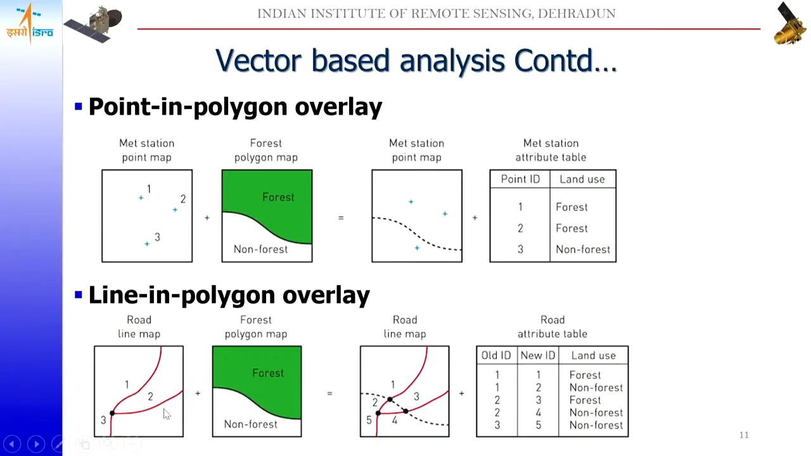In the original line map I have three roads, but in the output you will see that I now have 5 roads, because wherever they intersect, a new segment is computed. Now the attributes of road number 1 are extracted from the earlier road, apart from the land use information, which in this case is forest. So if you look at the new road segment 1, its old ID is 1, and the new ID is automatically generated by the computer, starting with 1. But the important thing is that now we are able to find out that this segment 1 is inside the forest.